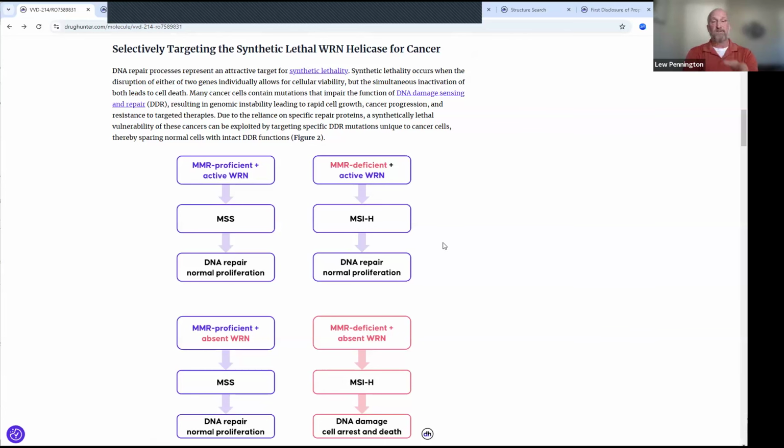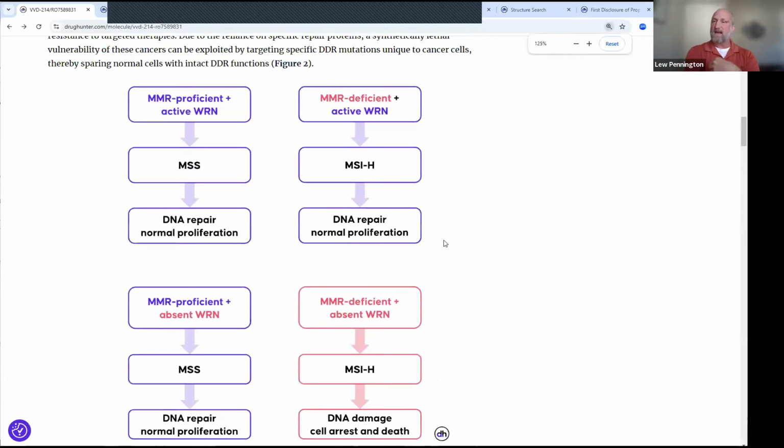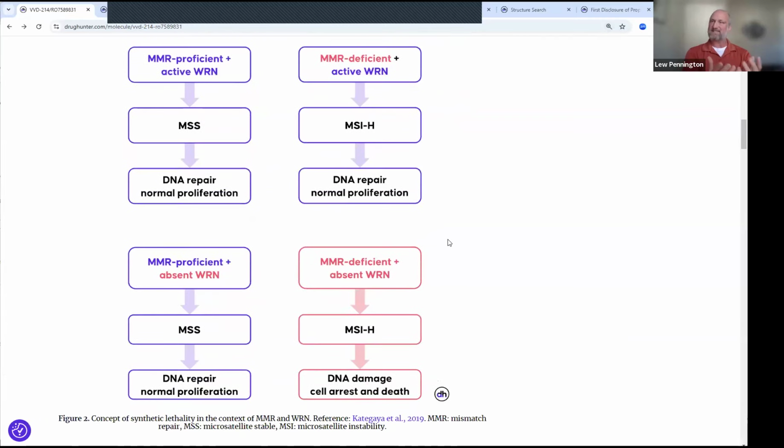And so in this figure that is shown here, you have 4 different scenarios where you can have mismatch repair proficient or deficient cell types. These could be cancer cell types or healthy cell types. And then you can have active or absent Werner helicase, for example. And there's 4 different scenarios.